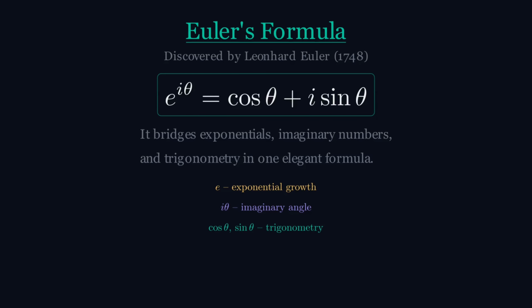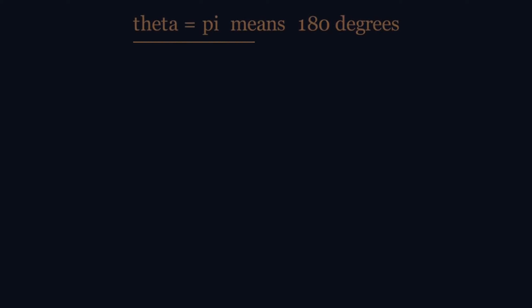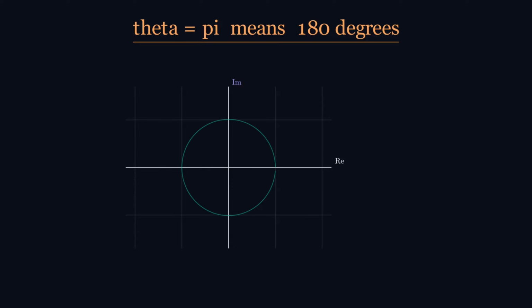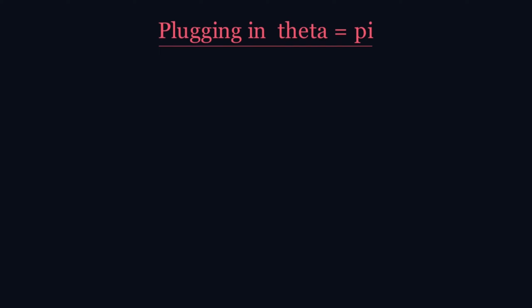So let's use it with our angle theta equals pi radians. Pi radians is exactly 180 degrees, half a full circle. Plugging in, e^(iπ) = cos π + i sin π. We know from basic trigonometry that cosine of pi equals -1, and sine of pi equals 0. Therefore, e^(iπ) = -1 + i × 0. e^(iπ) = -1.